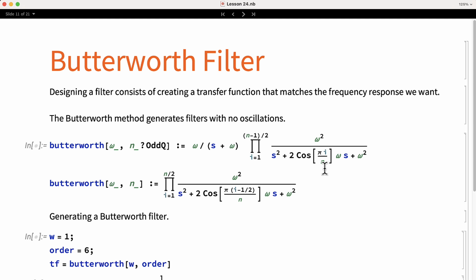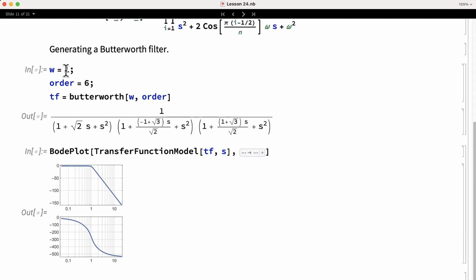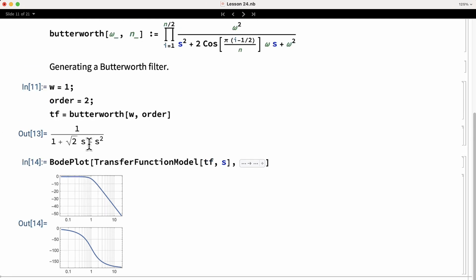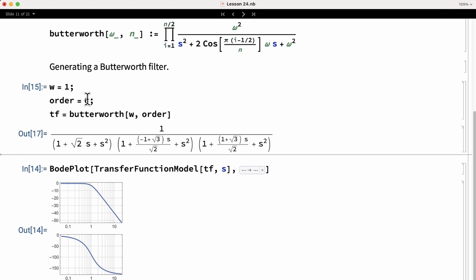Let's generate a few filters to see the results. We need to provide the cutoff frequency in radians per second. Then we need to define the order of the filter. For example, a filter of second order with a cutoff frequency of 1 radian per second corresponds to the following transfer function. We can plot the transfer function to see how the Butterworth filter behaves. If we increase the order, the transfer function has more terms in the denominator, and each term corresponds to a Sallen key filter stage that we need to implement. The higher the order, the steeper the slope will be, making the filter better.